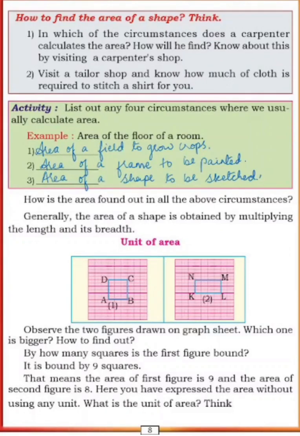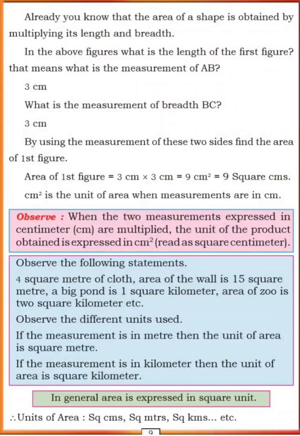Here you have expressed the area without using any unit. What is the unit of area? Think over it. Already you know that the area of a shape is obtained by multiplying its length and breadth. In the above figures, what is the length of the first figure? That means what is the measurement of AB? 3 centimeters. What is the measurement of breadth BC? 3 centimeters. By using the measurement of these 2 sides, find the area of the first figure.